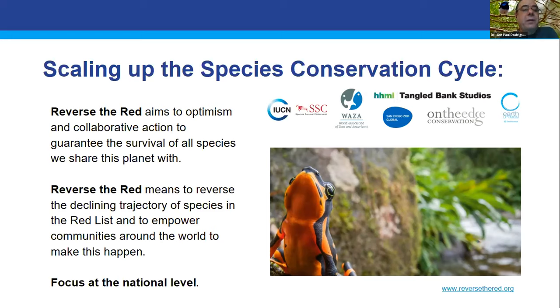Reverse the red is focused at the national level. The way that we see it internally in SSC is taking the species conservation cycle and applying it nationally. So how do we develop working groups in nations or regions that are able to use all the tools of IUCN, the red list, species ecosystems, KBAs, for example, like Domitila is doing with BASPA in Africa, and then improve the status of species globally. There's much more to share about this.